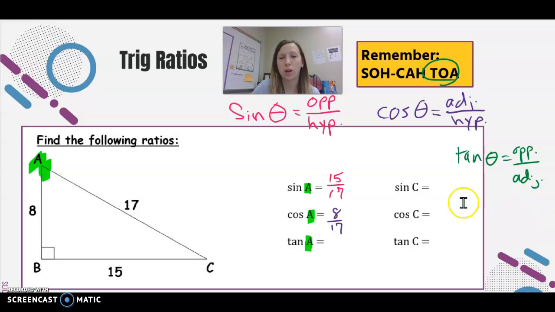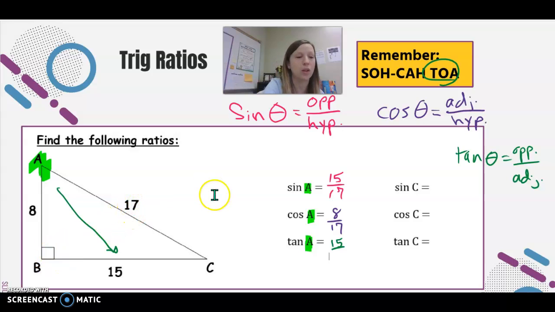So in this case, whatever angle, angle A in this case, what's opposite of angle A? So 15. And remember, adjacent means next to. So how do you know whether it's 8 or 17? Well, 17 isn't the adjacent side because it's the hypotenuse. Remember, the hypotenuse is always across from the right angle. So 8 is our adjacent side. So opposite, which is 15, over 8, which is the adjacent side.